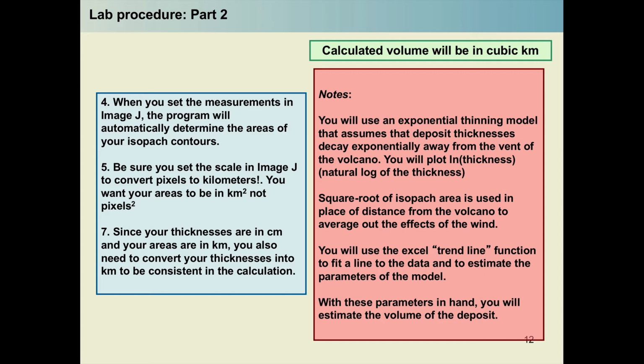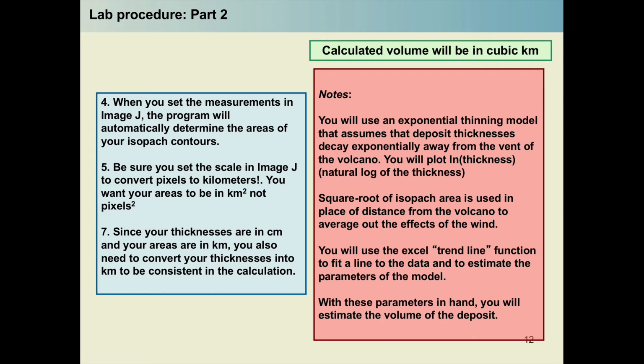And you'll note your thicknesses are in centimeters. We don't measure thicknesses in kilometers out in the field because, well, you can imagine it's a lot easier to measure it in centimeters. So you're going to also have to convert your thicknesses for your isopacks into kilometers in order to make your calculations internally consistent and give you the right numbers.